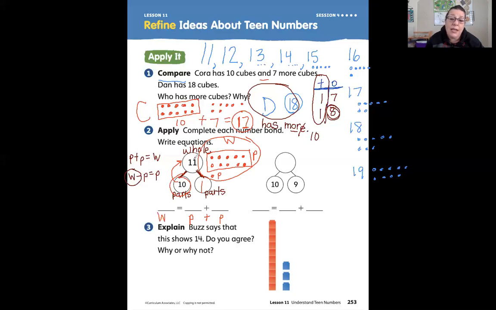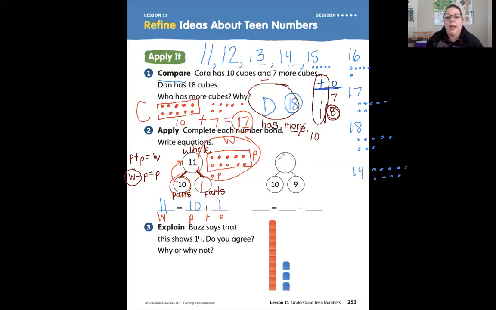So our whole was 11. Just like a puzzle, I'm going to fill that in. I have 11. And what were my parts? 10 plus 1. Now I could have put 10 plus 1, or I could have put 1 plus 10. The answer is the same no matter what you do. Mix it up, mix it up.